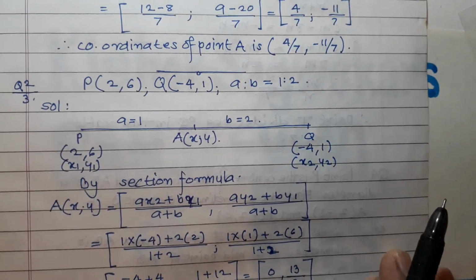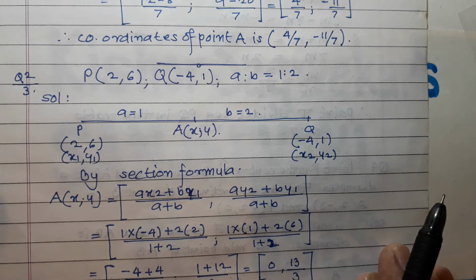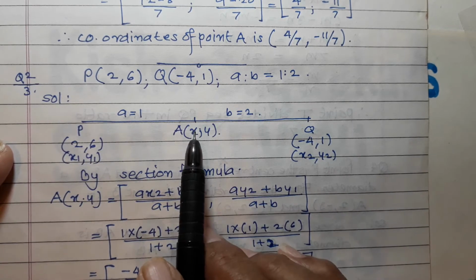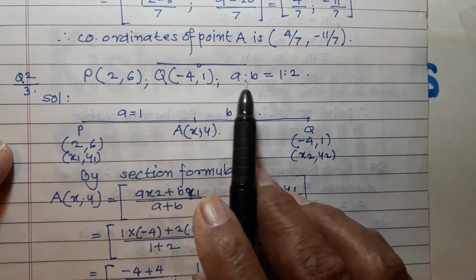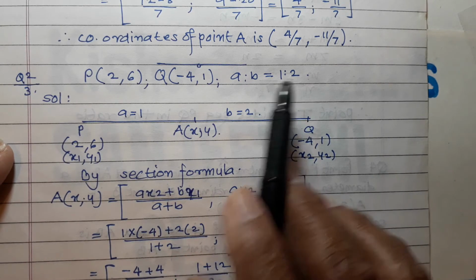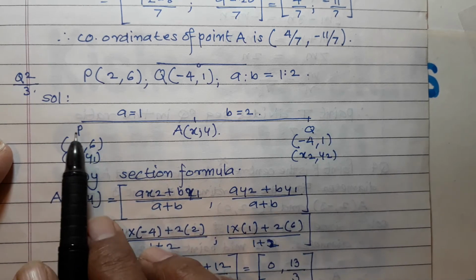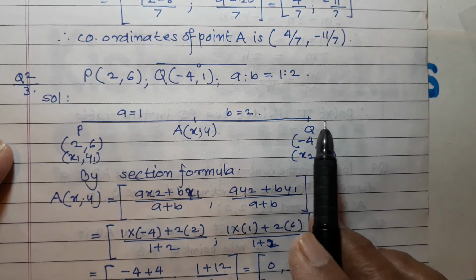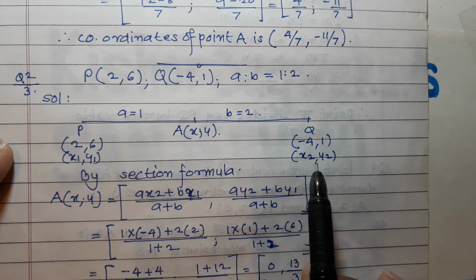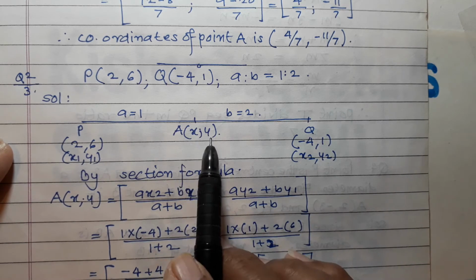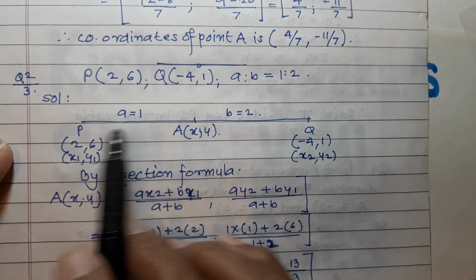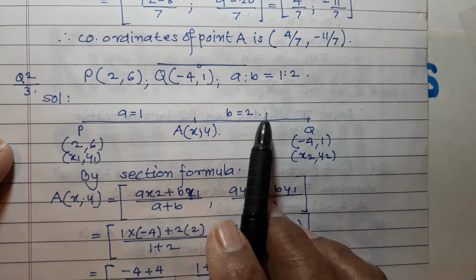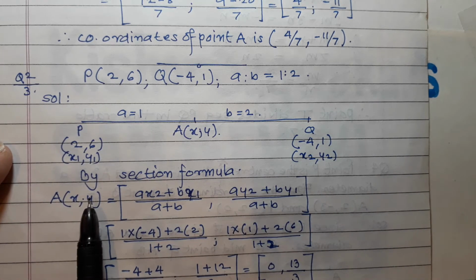Now here 2 points are given, P and Q, and point A divides segment PQ in the ratio 1:2. Draw the figure: P (2, 6), say x1 y1, Q (-4, 1), say x2 y2, A (x, y) divides segment PQ in the ratio 1:2. a is equal to 1, b is equal to 2. Use the section formula.